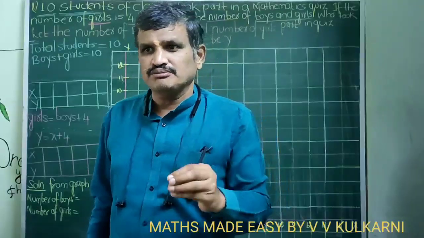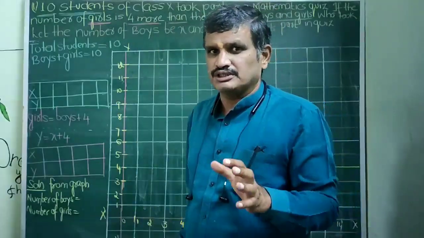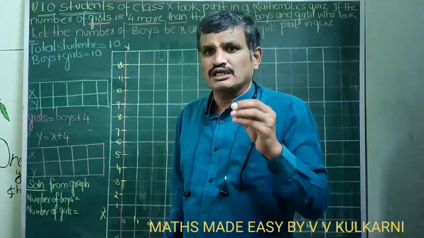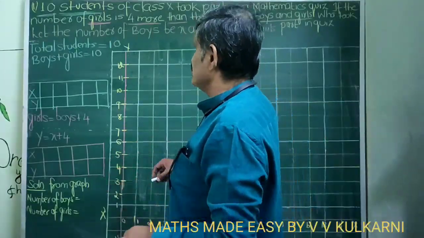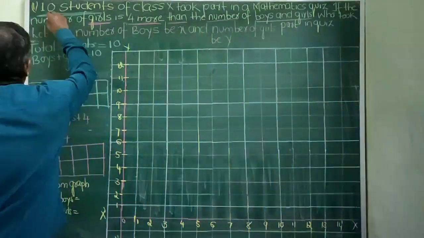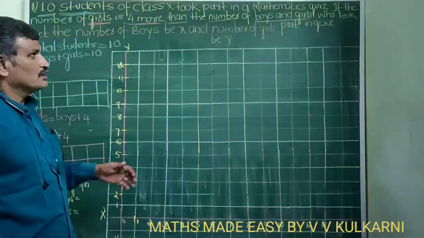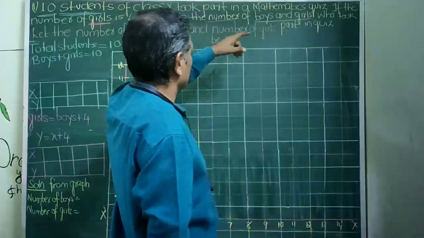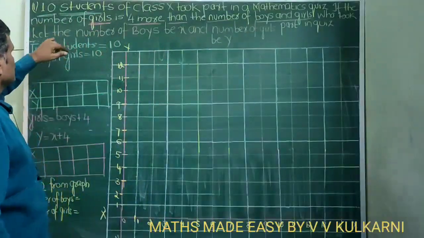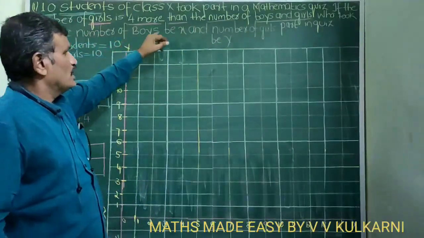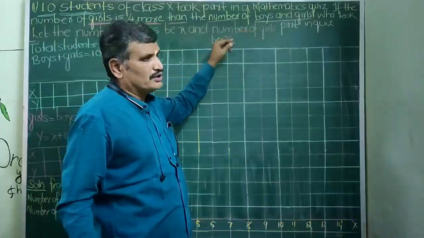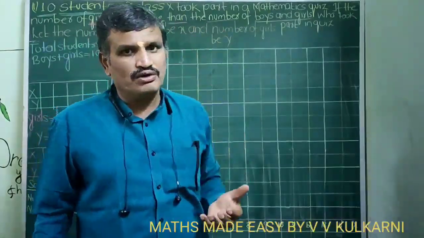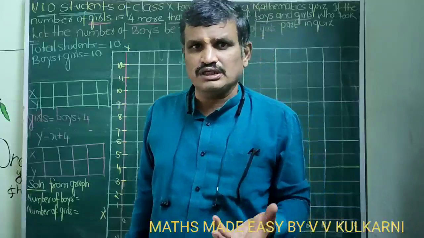The question is very simple. I always keep stressing: underline the key points. Here the key point is that there are totally 10 students. One more thing that I must remind you is that the last sentence should be our first sentence. How many boys and girls are there? The number of boys I have taken as X and the number of girls I have taken as Y. I need to find out how many boys are there, how many girls are there.